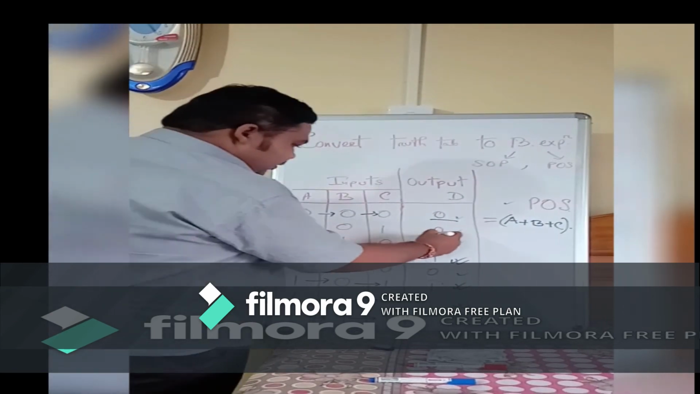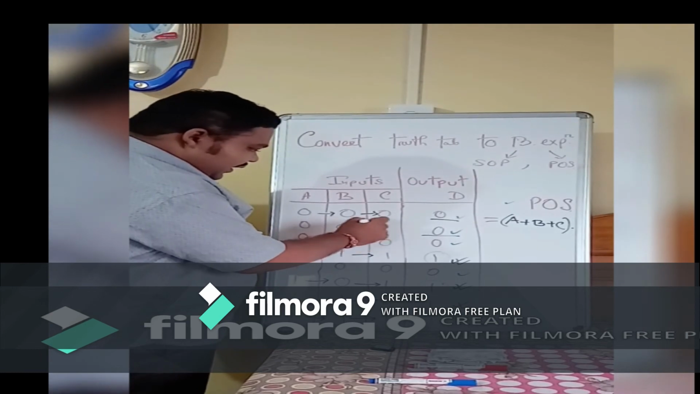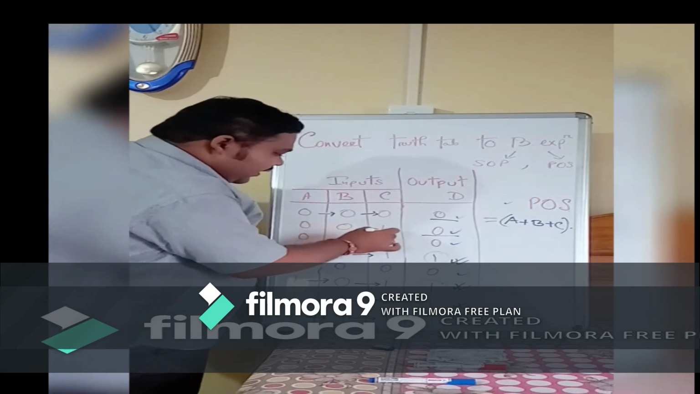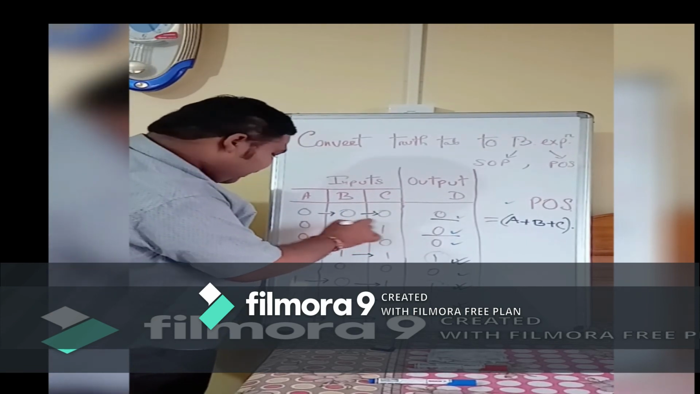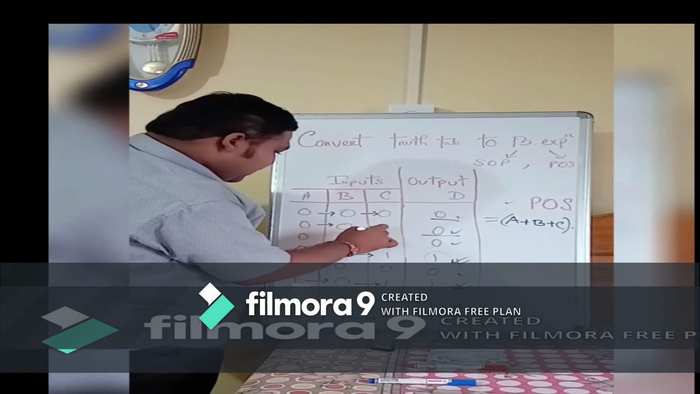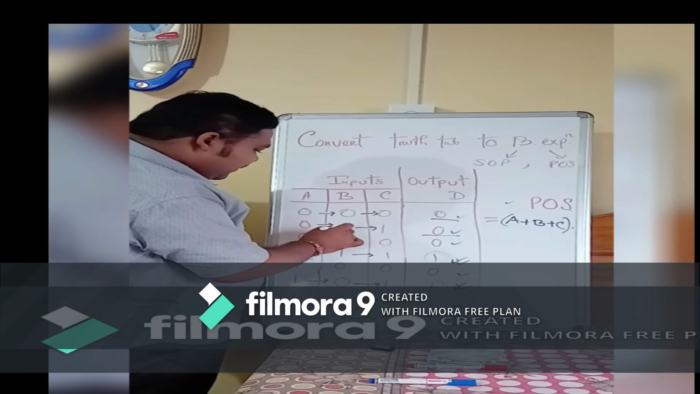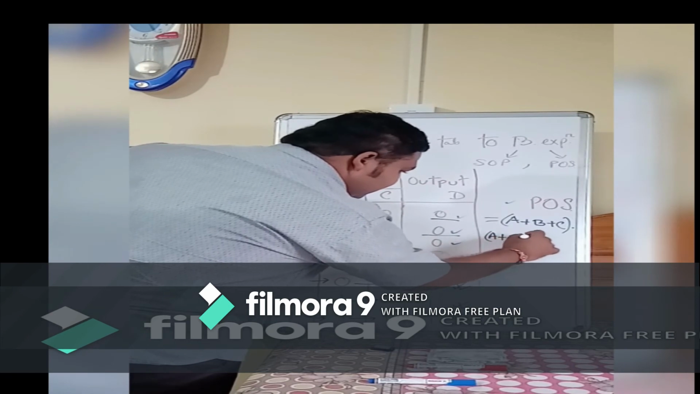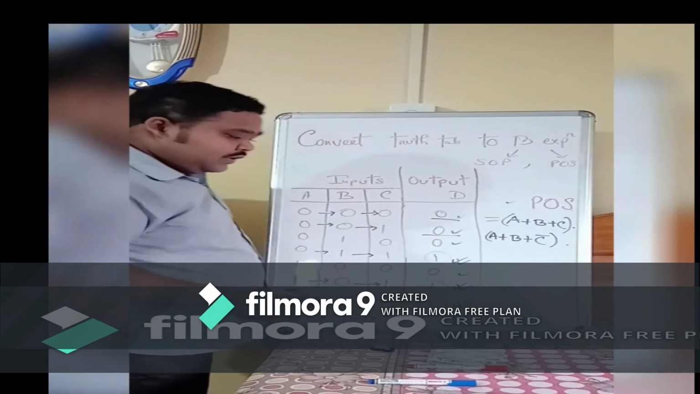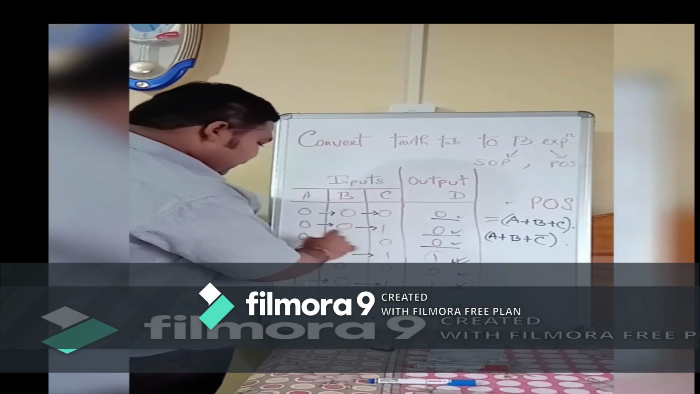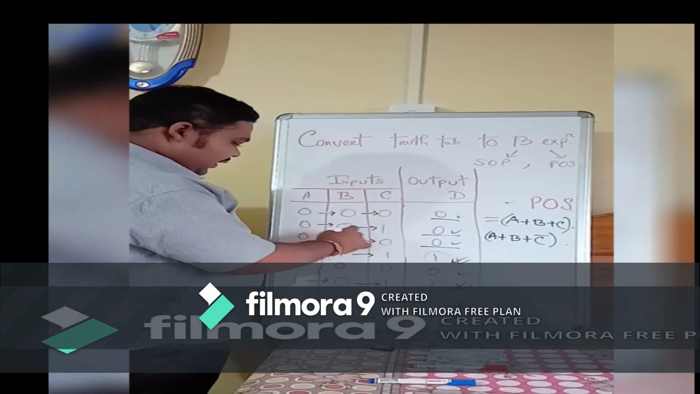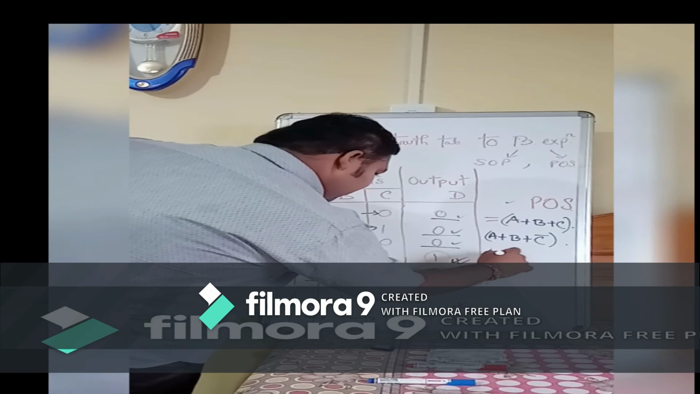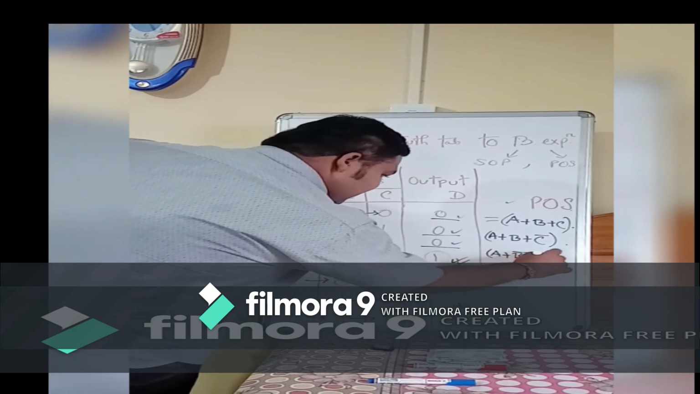Now I am going to the second 0. For the second 0, all should be 0. This one is not 0 in itself, so what will I write? I will write C complement. To make it 0, we use the C complement. That is A plus B plus C complement. Right? Now for the third 0, all should be 0, only the middle one is not 0, so write B complement. Okay? That is A plus B complement plus C.